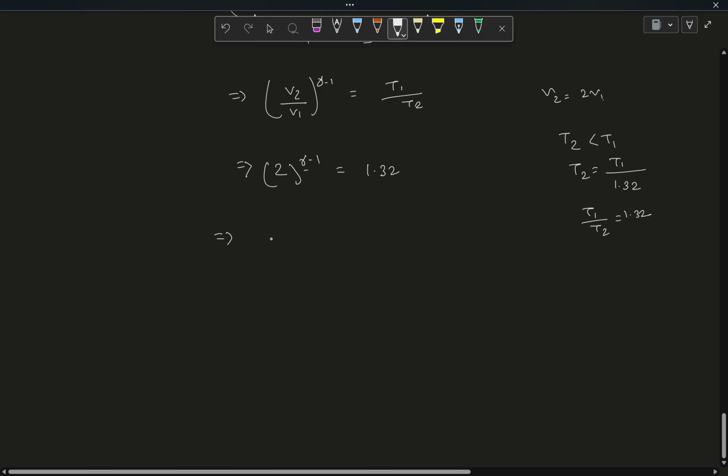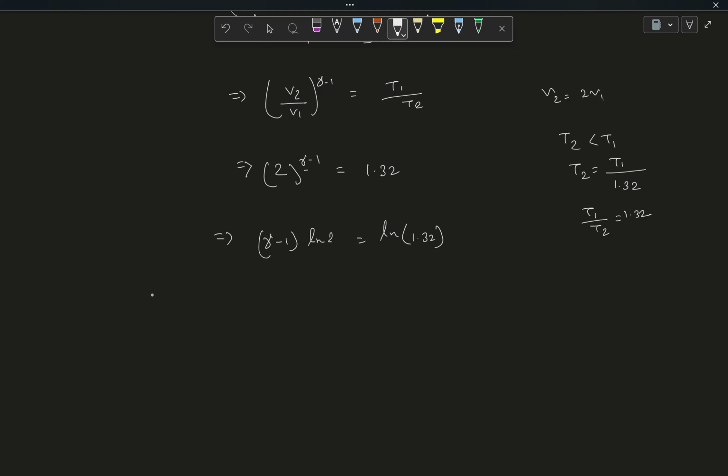So just simply take a ln on both sides. When you take a ln, the power will come in the front. So gamma minus 1, and then the rest of the term is just ln 2. And the right side is ln 1.32. So you have gamma minus 1 equal to ln 1.32 divided by ln 2. You just take the ratio of ln 1.32 by ln 2, which is almost 0.4 something. So gamma is equal to 0.4 plus 1, because this minus 1 will come on the right hand side, so this is just 1.4.